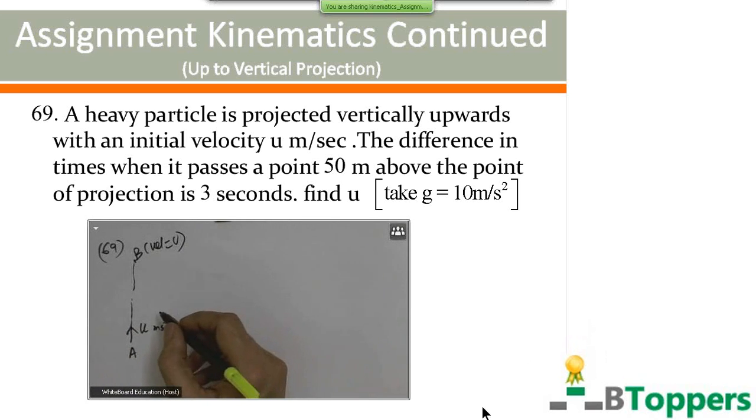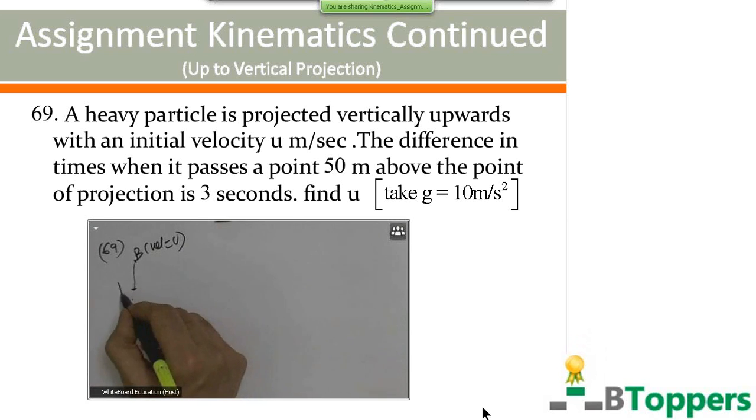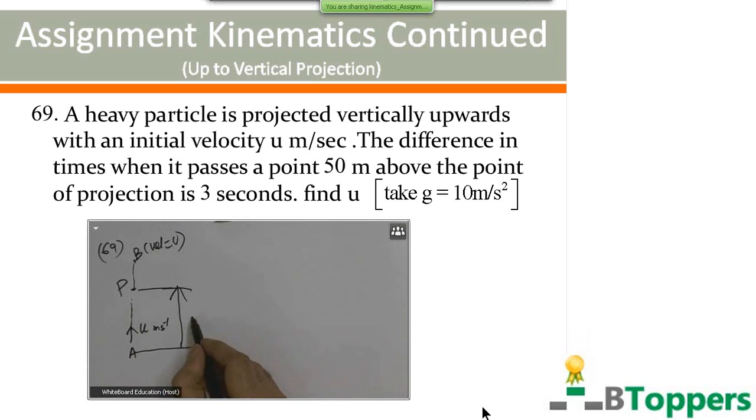The difference in the times when it passes a point 50 meters above the point of projection is 3 seconds. Let P be the point which is at a height of 50 meters above the point of projection. The body is found at the point P at 2 instants of time after projection. The difference of the times is given to be 3 seconds.